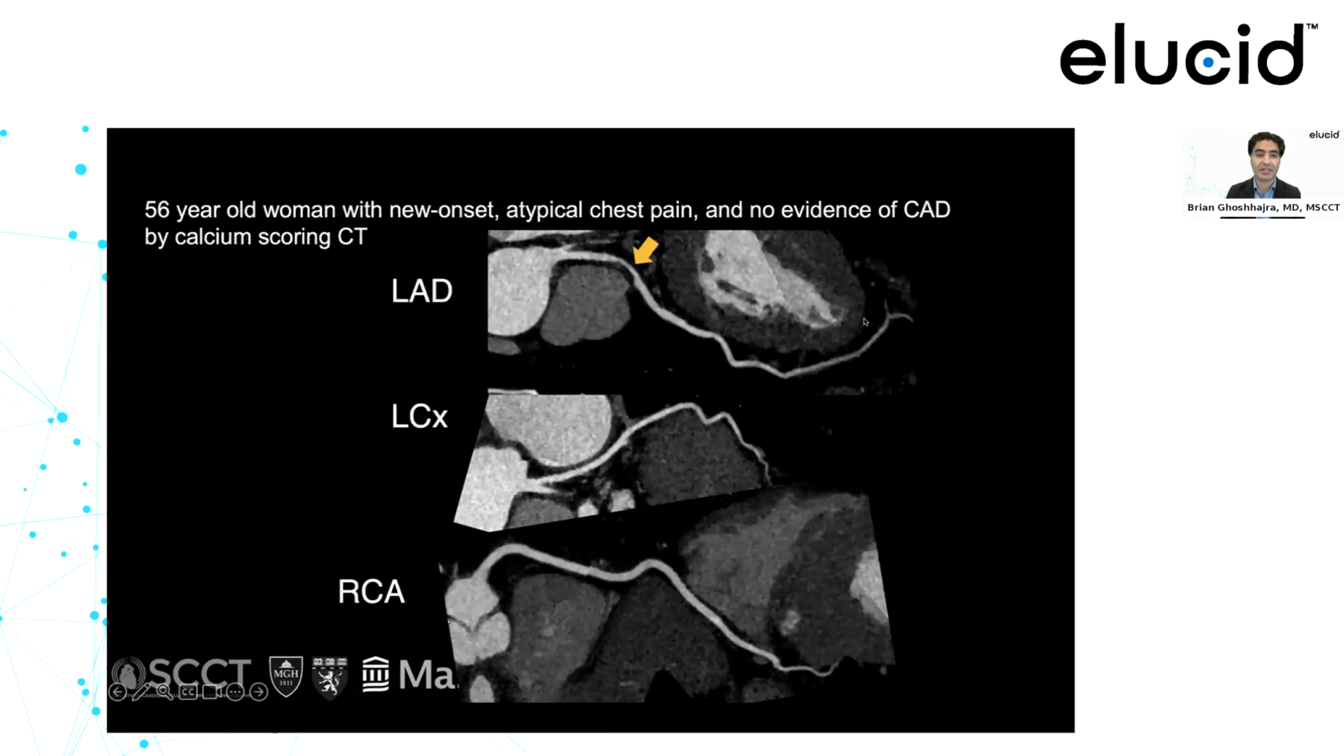In fact, this same patient, with her new onset atypical chest pain, had no evidence of CAD by her calcium score, but has non-calcified lipid-rich plaque causing the stenosis in the LAD there. And that was the only vessel with abnormality on these curved planar reformatted images, something we provide on all the cases we do.